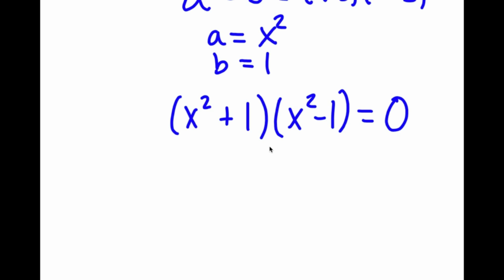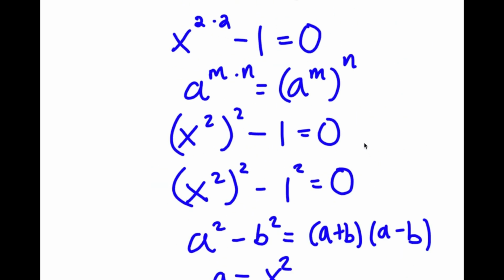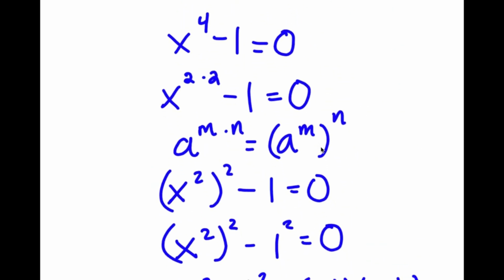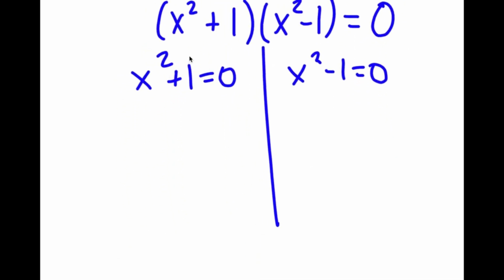Now this actually gives me two equations. I have x squared plus 1 is equal to 0, and I have x squared minus 1 is equal to 0. So for x squared plus 1 equals 0, I'm going to start by subtracting 1 on both sides. So these two cancel out, and I get x squared is equal to negative 1.